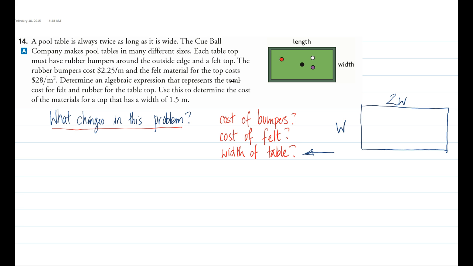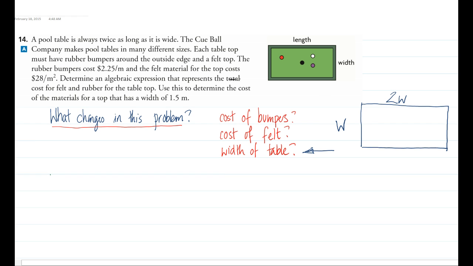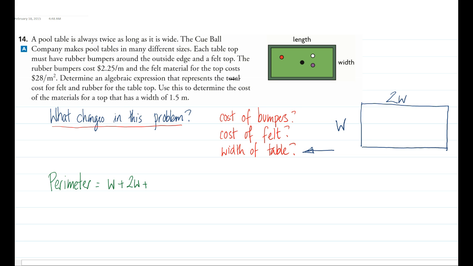So now let's take a look at the cost of the bumpers. The bumpers go around the edge of the table, around the perimeter. So in order to find out how much length of bumpers we need, we have to figure out the perimeter. It's a rectangle, so the perimeter is the length of all the sides added together, and since we're using W to represent the width and 2W for the length, the perimeter all the way around is going to be 6W. Whatever W is, multiplied by 6, that's going to give us the perimeter.